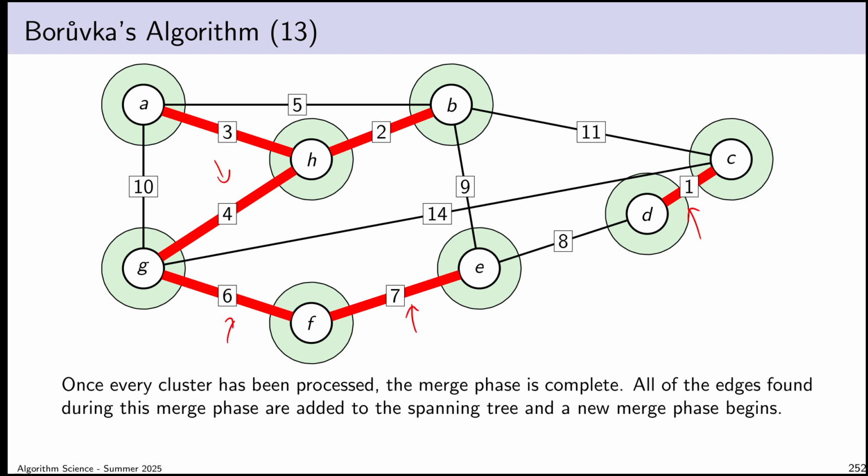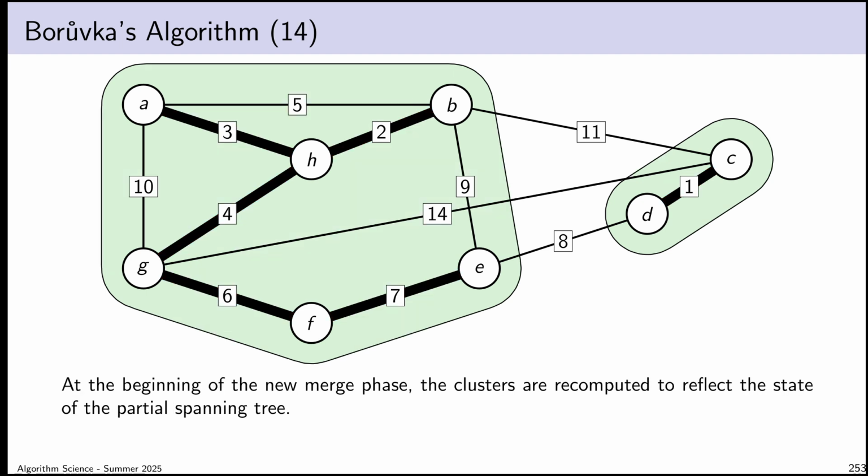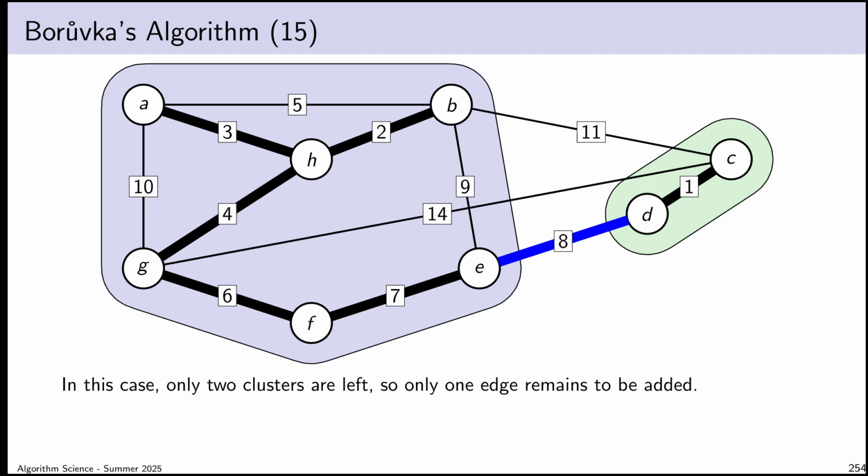And what I do is I add them all to my set of tree edges, and then I figure out what components I'm left with when I'm done. Okay, so I've added all those edges, and I still have more than one component, so I don't have a spanning tree. So then I run another merge phase. I just keep running merge phases until what I'm left with is one component. So I recompute the clusters, and I do the same thing again.